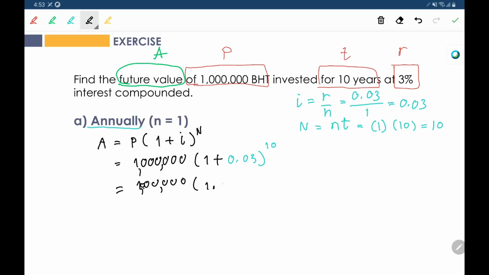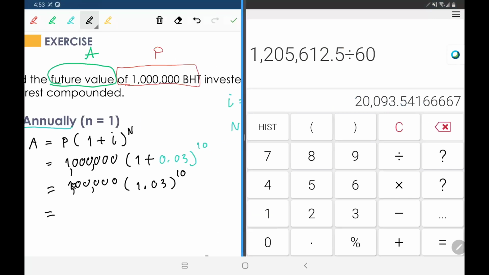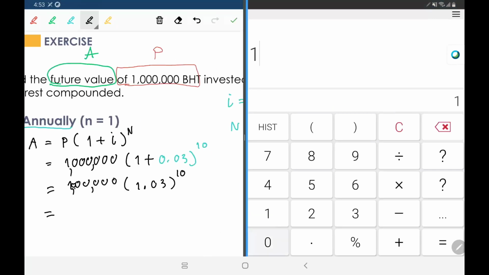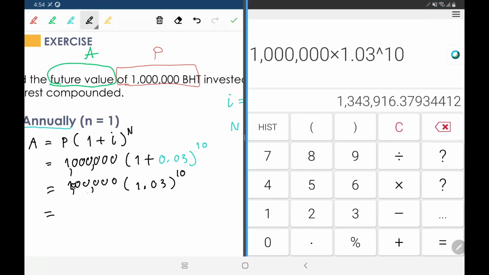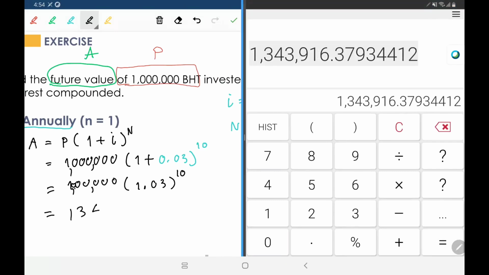One, 1.03 to the power of 10. Then 1 million times 1.03 to the power of 10. This is the amount of money that you will get after 5 years.